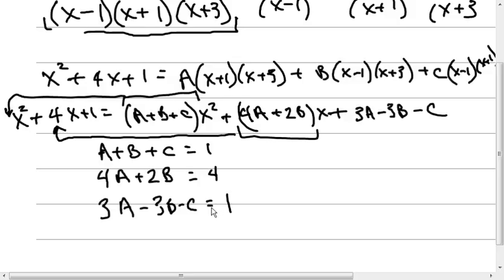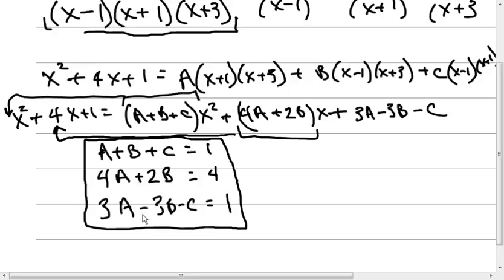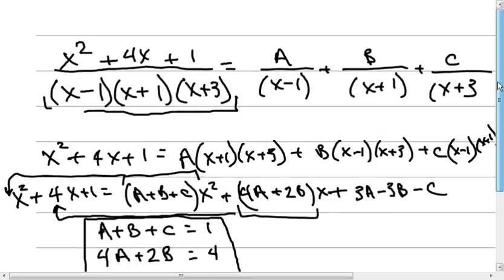Now we have 3 equations and 3 unknowns, and then you can use a variety of methods to solve for A, B, and C. Once A, B, and C are solved, you go back up here and substitute in and then integrate these equations.